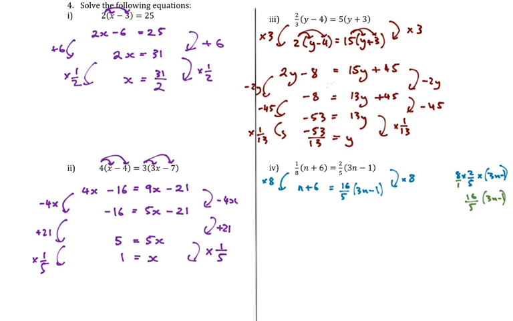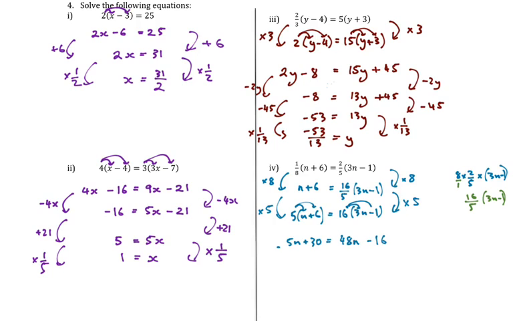What can we do now? Well, we don't really like the fifths, so we could now multiply by 5 on both sides to get rid of the fifths. Timesing the left-hand side by 5 gives us 5 brackets n plus 6. Timesing the right-hand side by 5 just gets rid of the fifths. So we get 16 lots of 3n minus 1. Now we have a very nice question. We can just expand the brackets on both sides. Expanding the brackets on the left-hand side gives 5n plus 30. On the right-hand side, we get 48n minus 16.